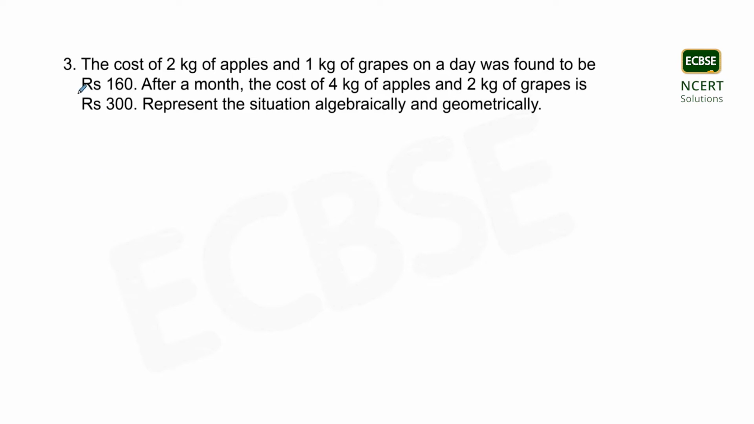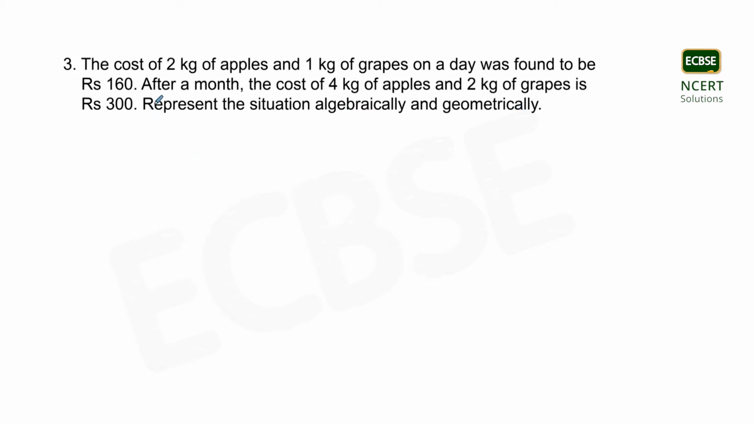Hello students, so here we are with question 3 of Exercise 3.1 of the chapter Pair of Linear Equations in Two Variables. The cost of 2 kg of apples and 1 kg of grapes on a day was found to be rupees 160. After a month, the cost of 4 kg of apples and 2 kg of grapes is rupees 300. Represent the situation algebraically and geometrically.